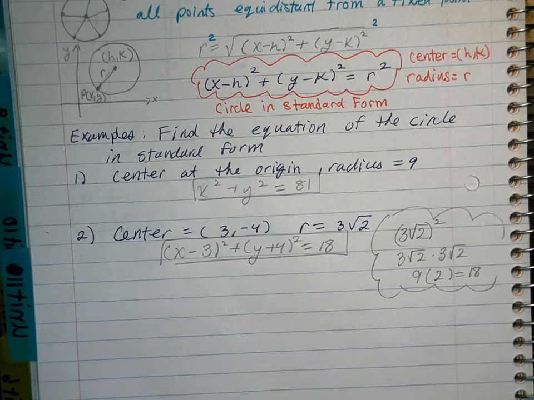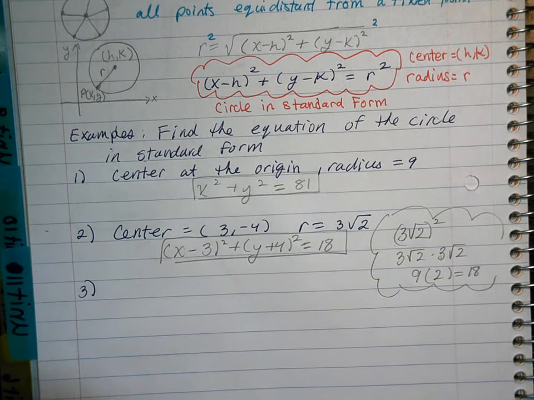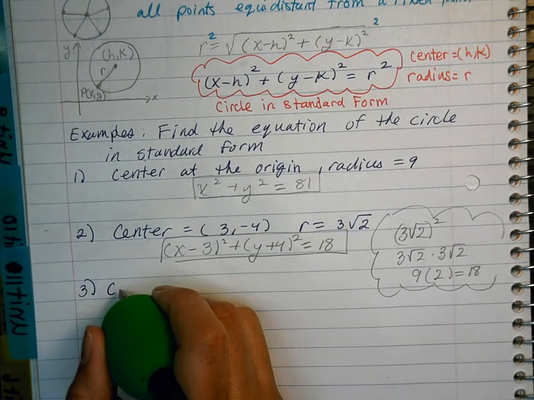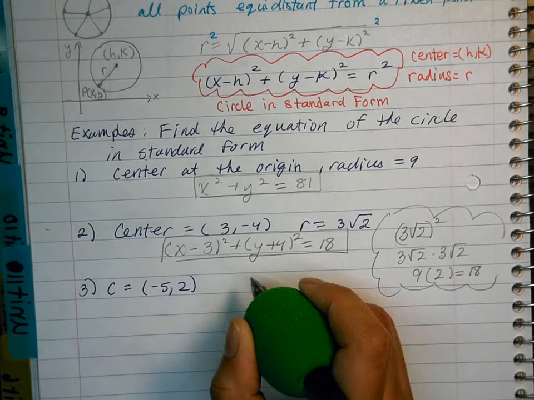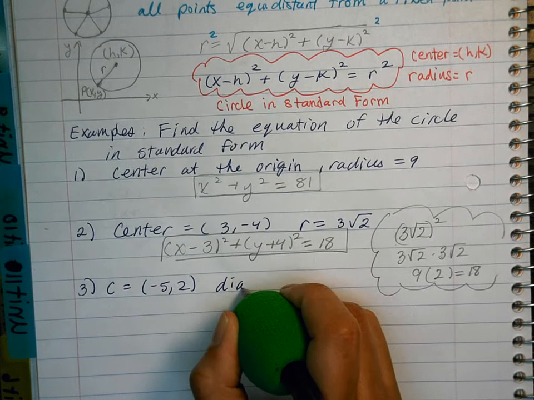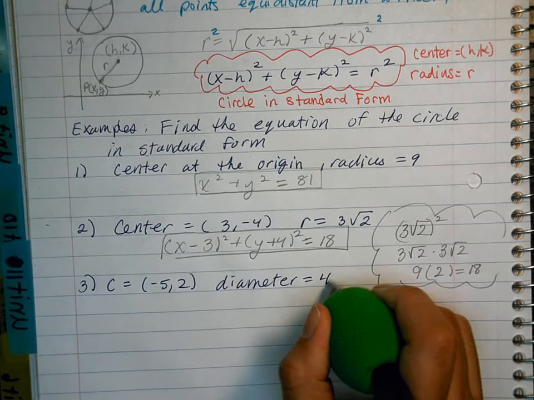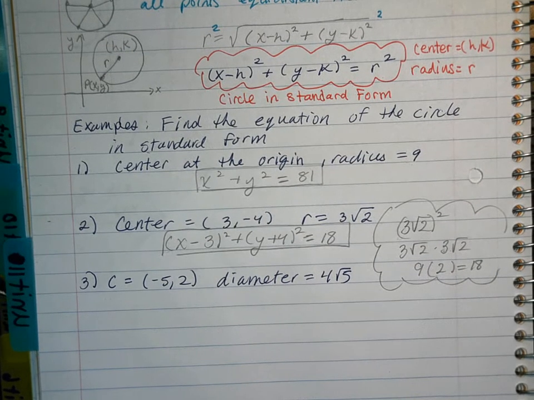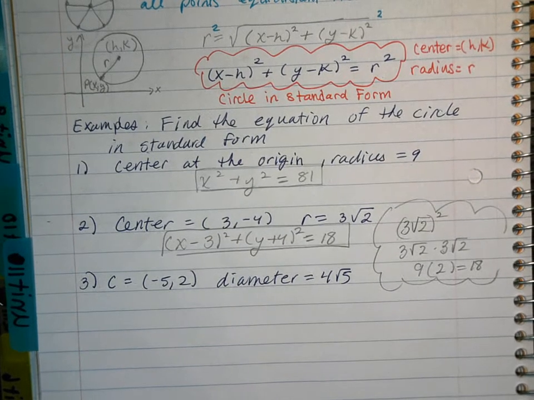All right, number 3. Center is (negative 5, 2), and the diameter is 4 root 5. I'm going to have you guys hold on, don't leave yet. I need to give you something. I'm going to have you guys go ahead and try that one. Work with your shoulder partner.